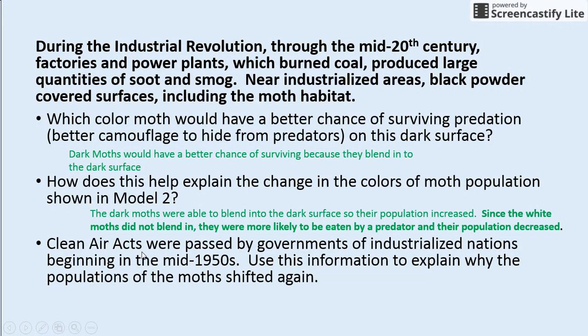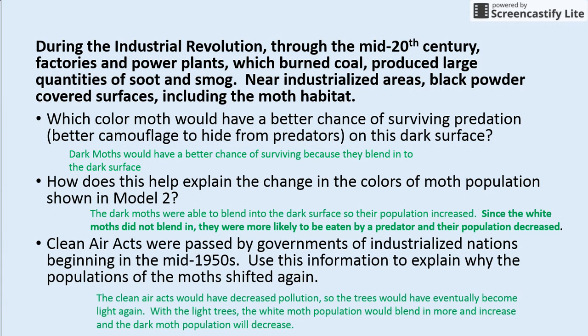So if our pollution goes down in that moth habitat, our trees are going to become lighter. So the Clean Air Acts would have decreased pollution, so the trees would have eventually become light again. With the light trees, the white moth population now would be able to blend in more, and they would increase because they'd have more babies, and the dark population will decrease.